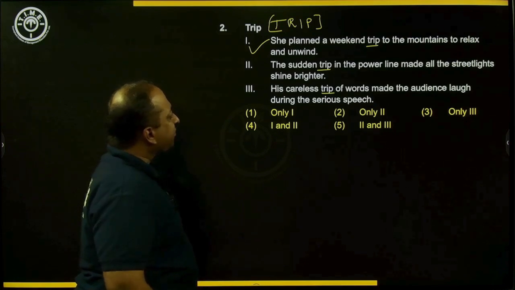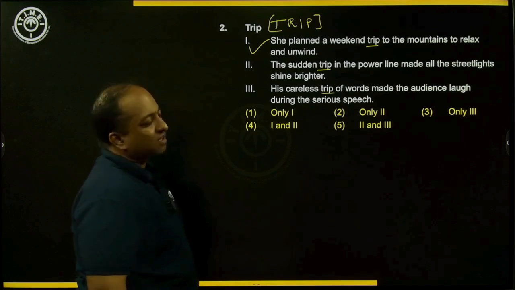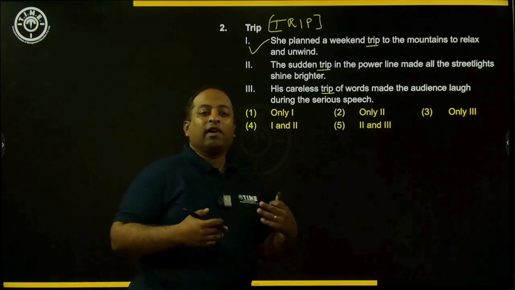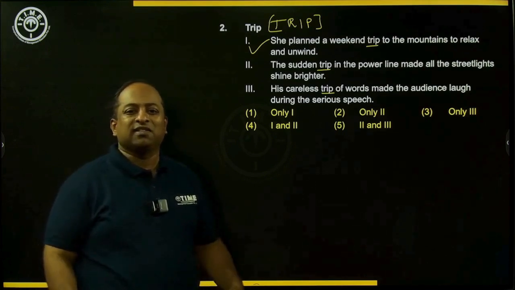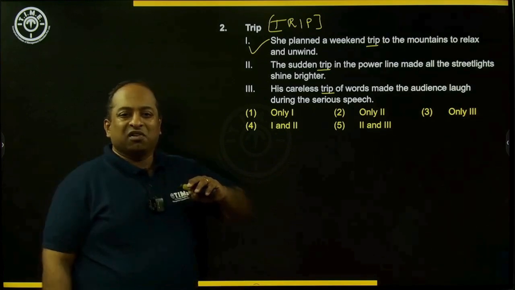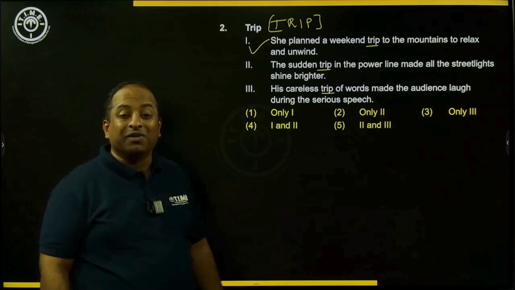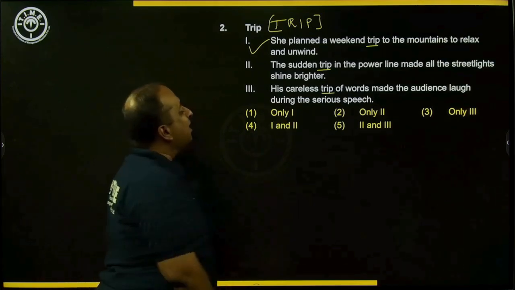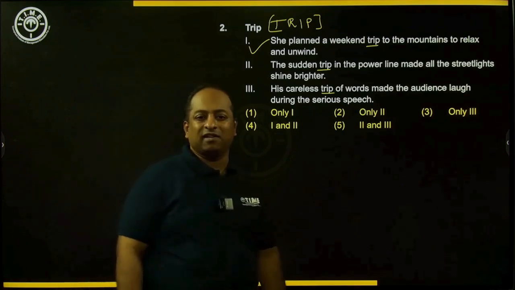Second sentence. The sudden trip in the power line made all the street lights shine brighter. Now, when the power line trips, the circuit breaker gets activated. So when the circuit breaker gets activated, the entire power goes out. So when the power goes out, you should actually expect a blackout. However, the statement says the trip in the power line made all the street lights shine brighter.